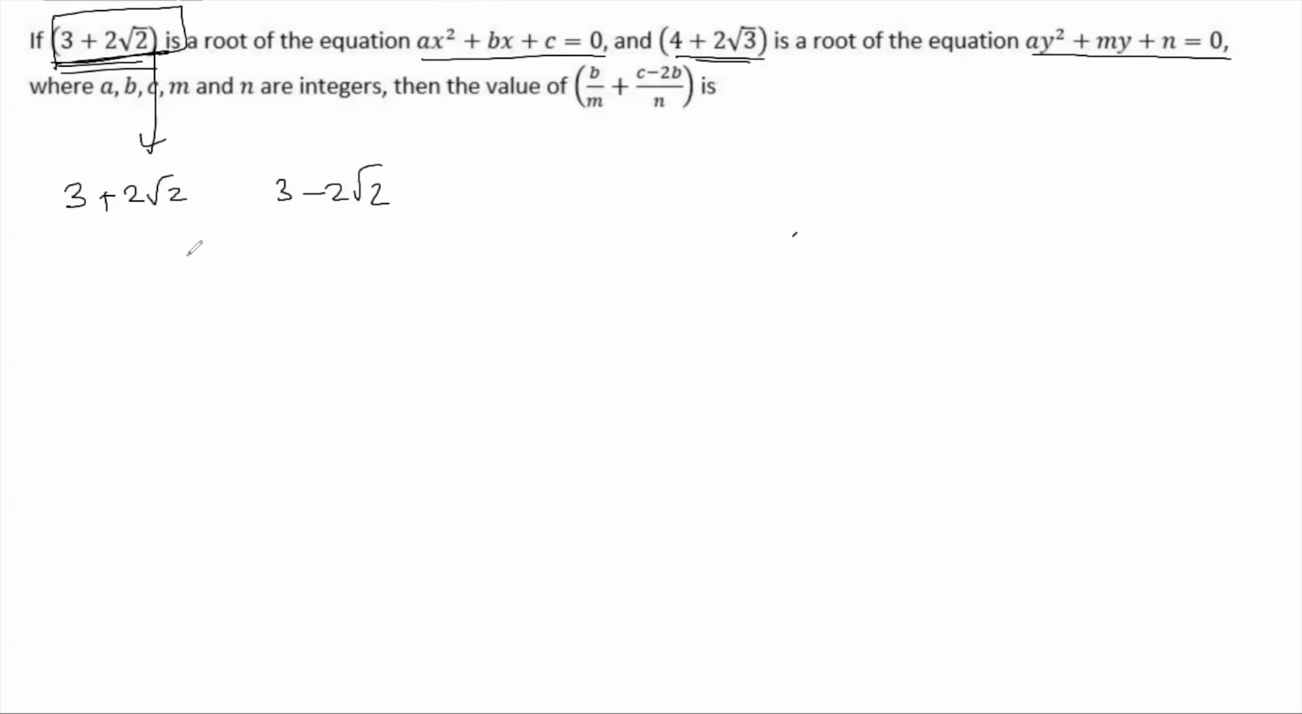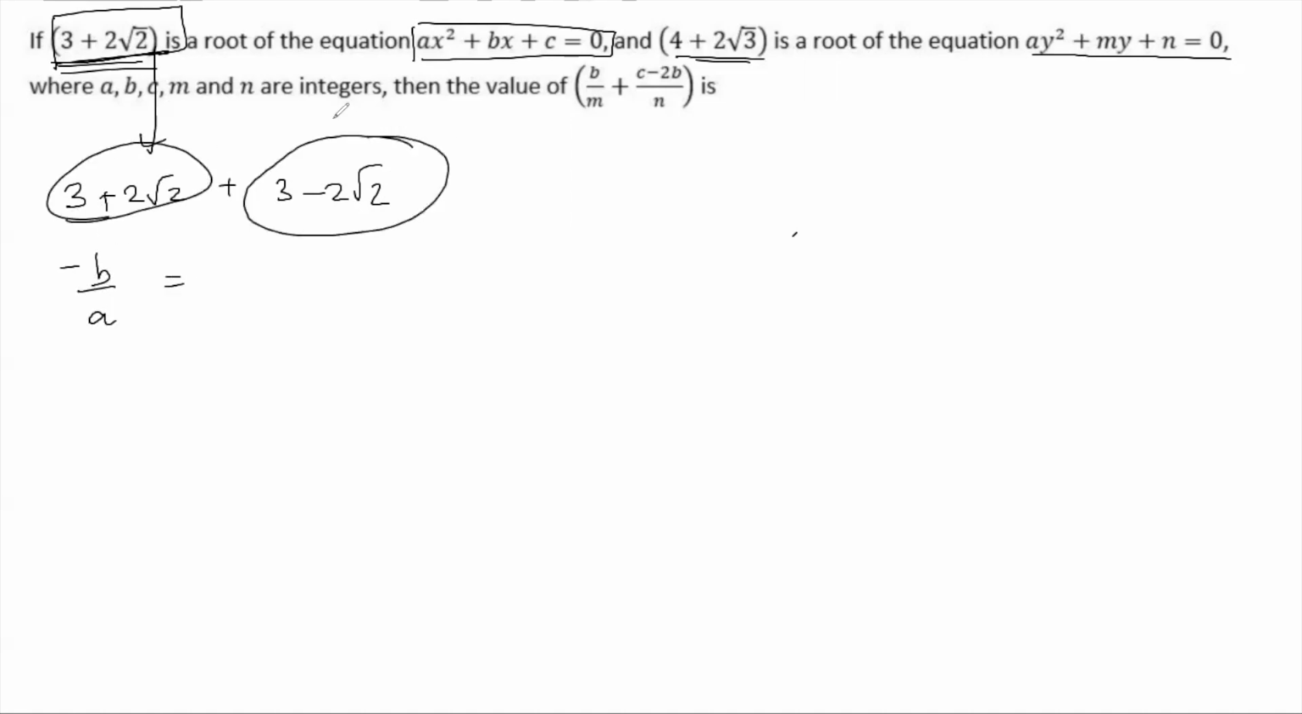Okay, so for the first equation, that is ax square plus bx plus c is equal to 0, the sum of the roots, that is minus b by a, will simply be equal to the sum of these two values. These are two conjugates, right? Minus 2 root 2 and plus 2 root 2 get cancelled. The sum of the two roots will be 3 plus 3, 6.